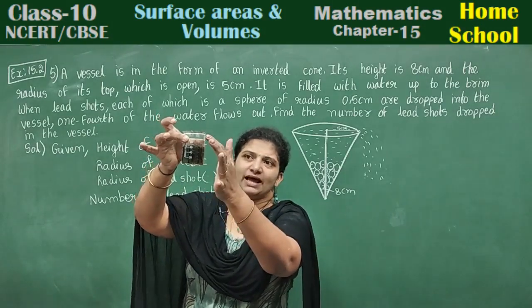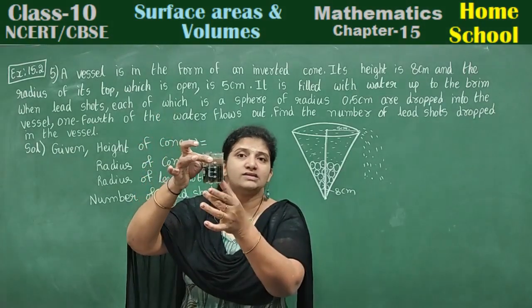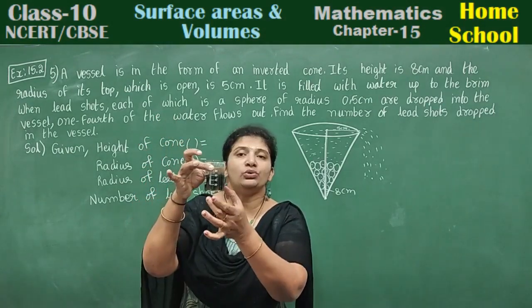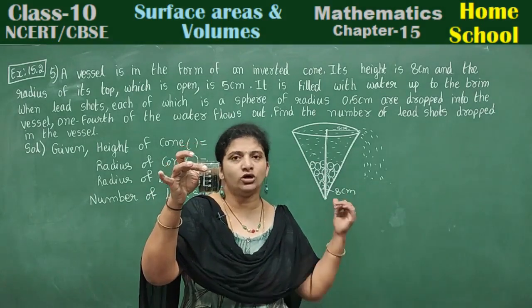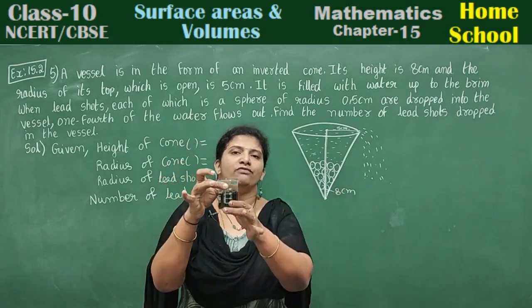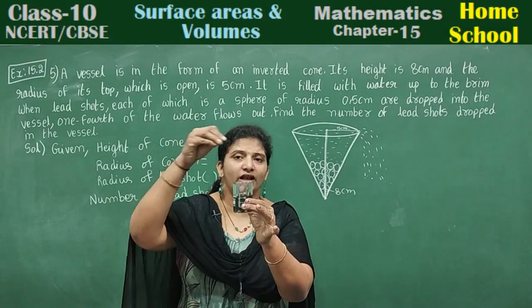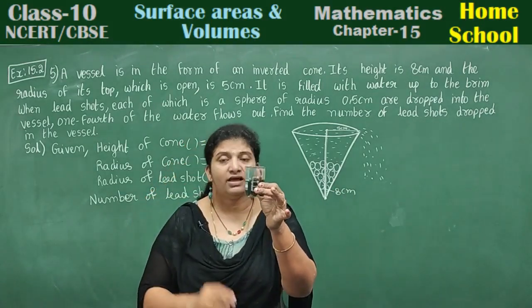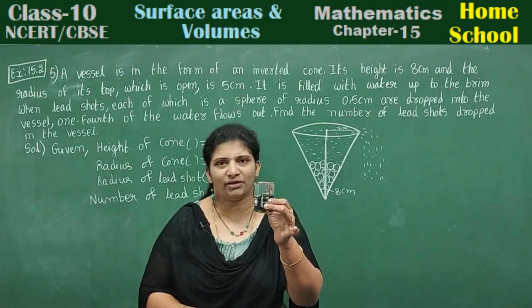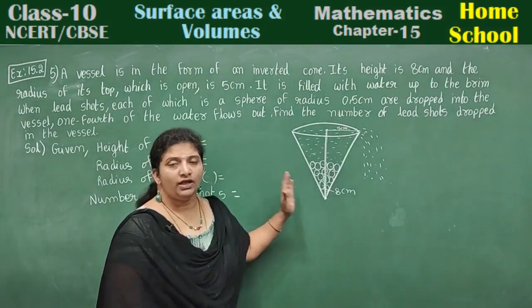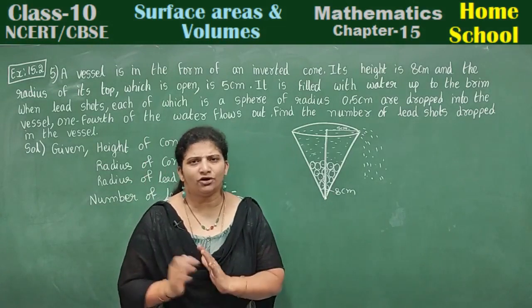Lead shots, and this is water, but this is a cylindrical glass, but you imagine it as an inverted cone. In a cone also the same thing will happen. If the cone is fully filled with water, when lead shots are dropped in this, the volume of the lead shots, that volume of water will be coming out. Okay, now you have seen the clear idea of the problem.